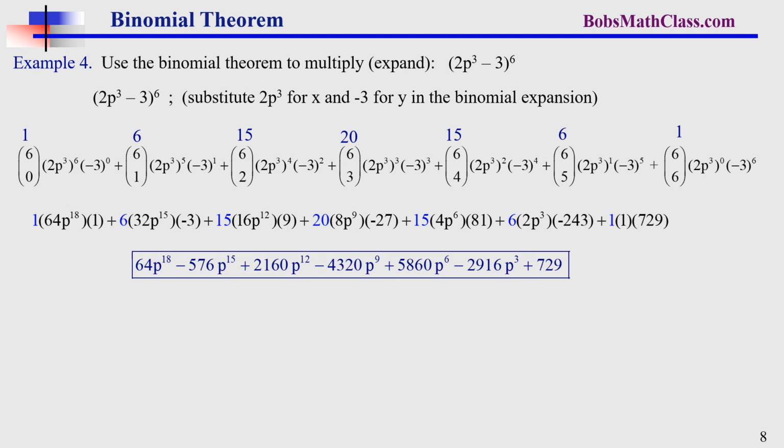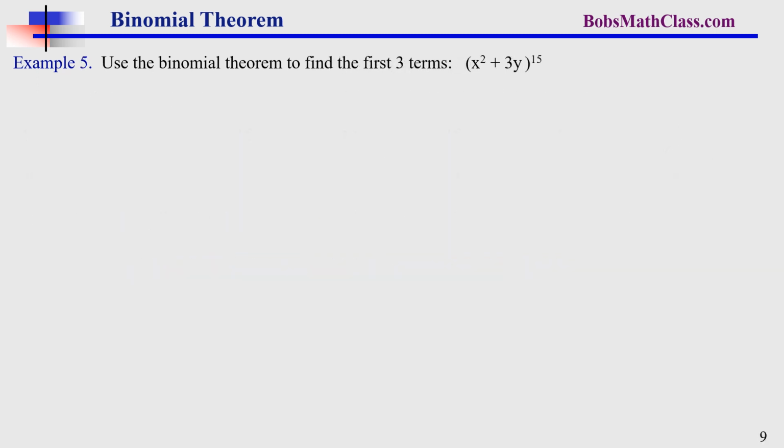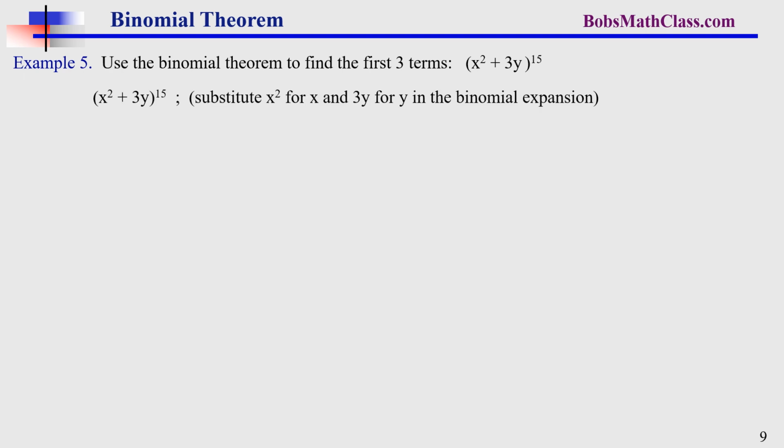Okay, one more example. Alright, last example. This one is to the 15th power. Luckily, we only want to find the first 3 terms, so it's not too bad. So this time we're going to substitute the x squared for x and the 3y for y in the expansion. So we start out at 15 choose 0, and then 15 choose 1, and then 15 choose 2. That's enough for 3 terms.